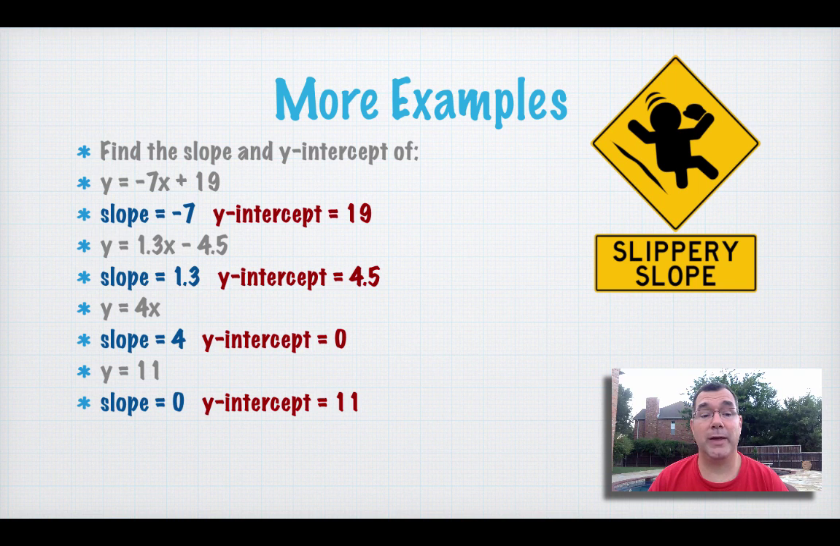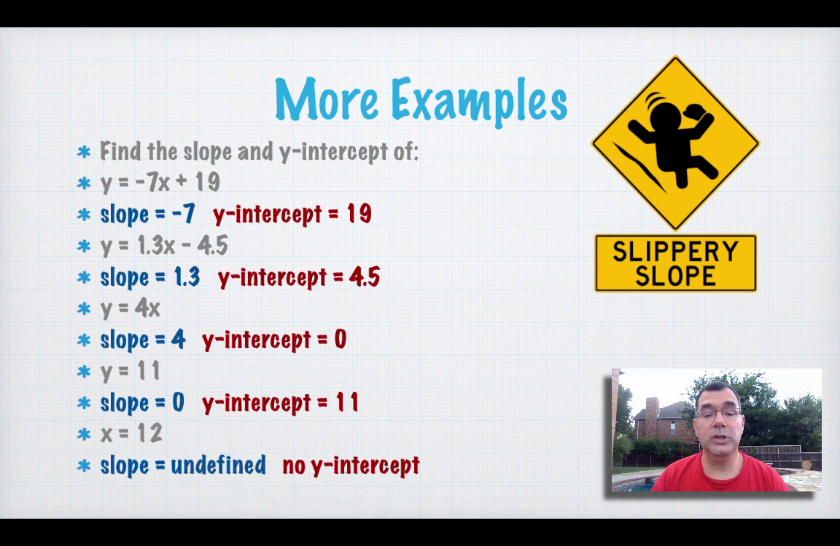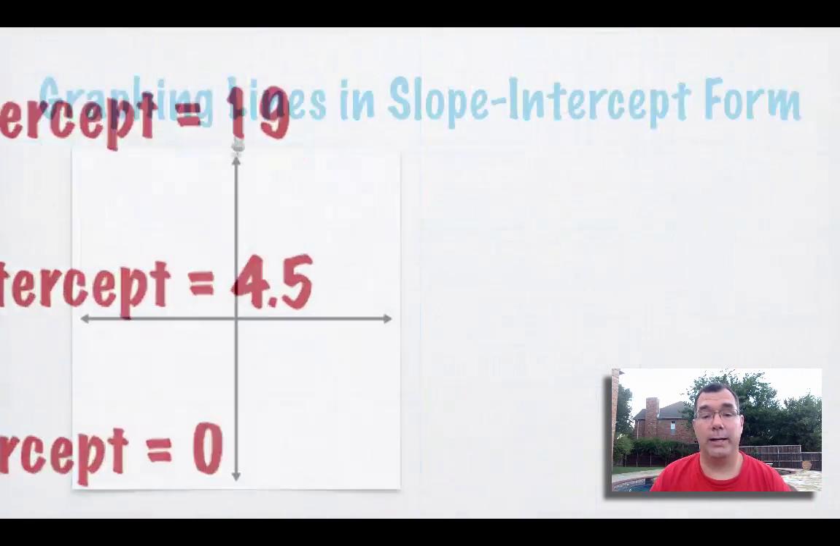We've actually talked about that kind of line, and it's a horizontal line, and it's going to cross through 11 on the y-axis. Now, if I have an equation like x equals 12, we've talked about that as well. That's a vertical line. So the slope is going to be undefined, and since it's a vertical line, it's going to be parallel to the y-axis, so it's not going to cross the y-axis at all. It's going to have no y-intercept.